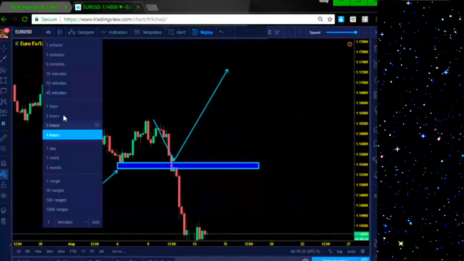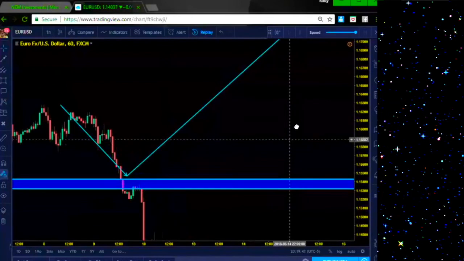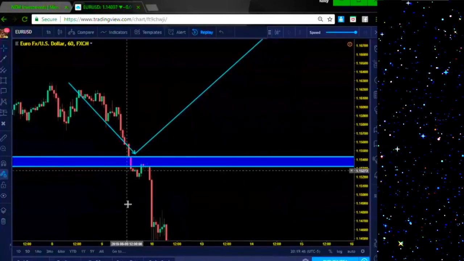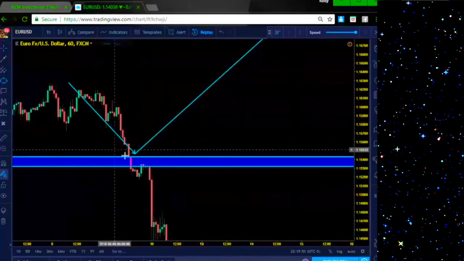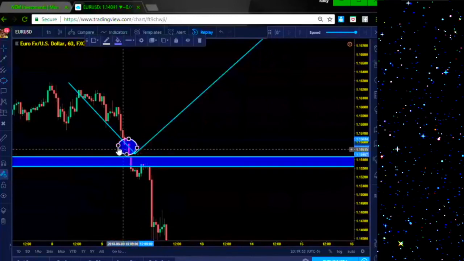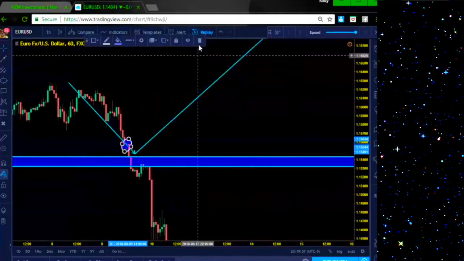Let's see if we get the entry. What happens, guys? Is there any entry here? No. No entry. Some people are going to get fooled and buy this little mini exhaustion right here, and those people are feeding our pockets.